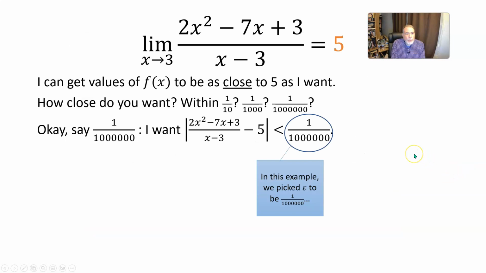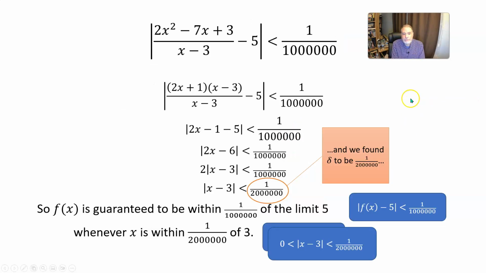But in the example we were just looking at, the epsilon was the number 1/1,000,000. That was our example of an epsilon that was greater than 0, but it was still a very small number. And we found delta to be 1/2,000,000. So the epsilon is how close f of x is to the limit L, and the delta is how close x has to be to the number it's approaching, c.